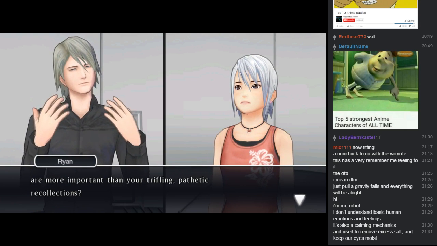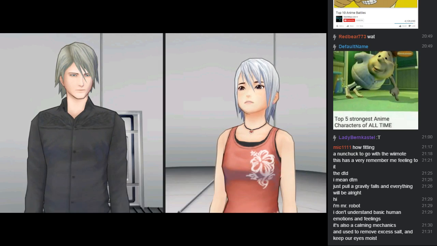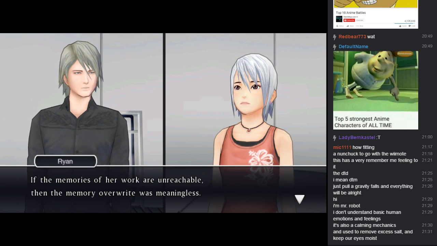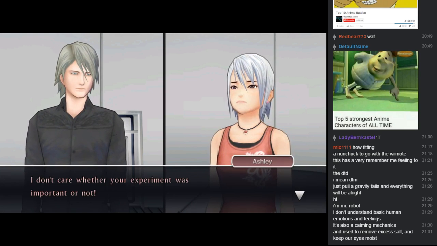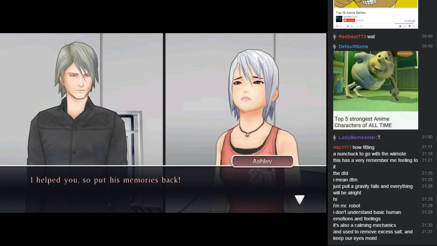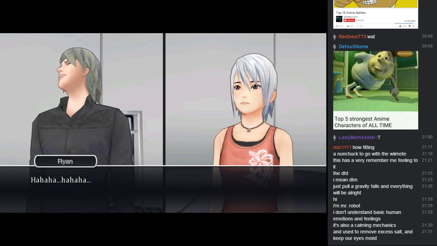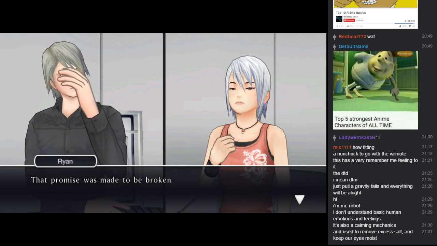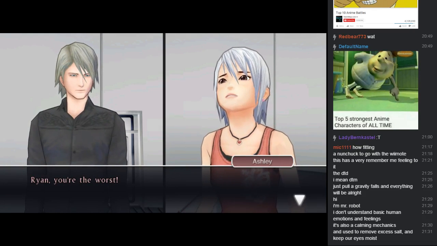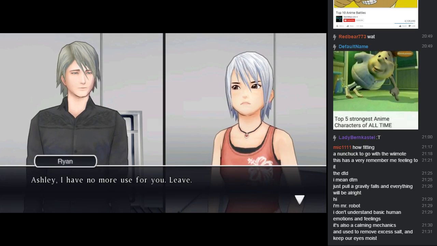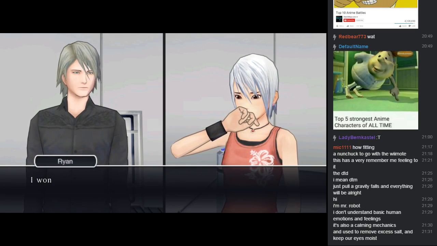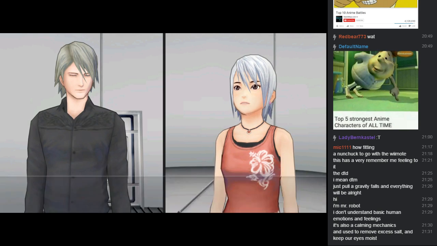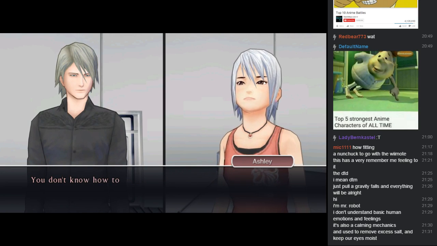Her trifling, pathetic recollections. Has it ever occurred to you that you sound like an evil Superman villain from like the 40s? Boy. And then he starts laughing. The promise was made to be broken. Well, he's awfully unaffected by this. Breaking another promise. And now he's telling her to leave. Which emotion will overwhelm you this time? Well, apparently she won't cry. He's also surprised by this.